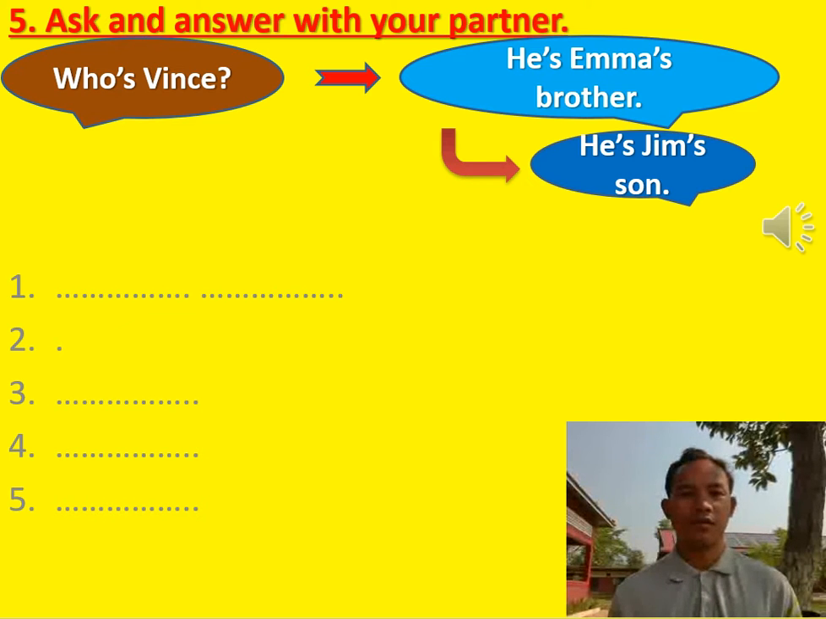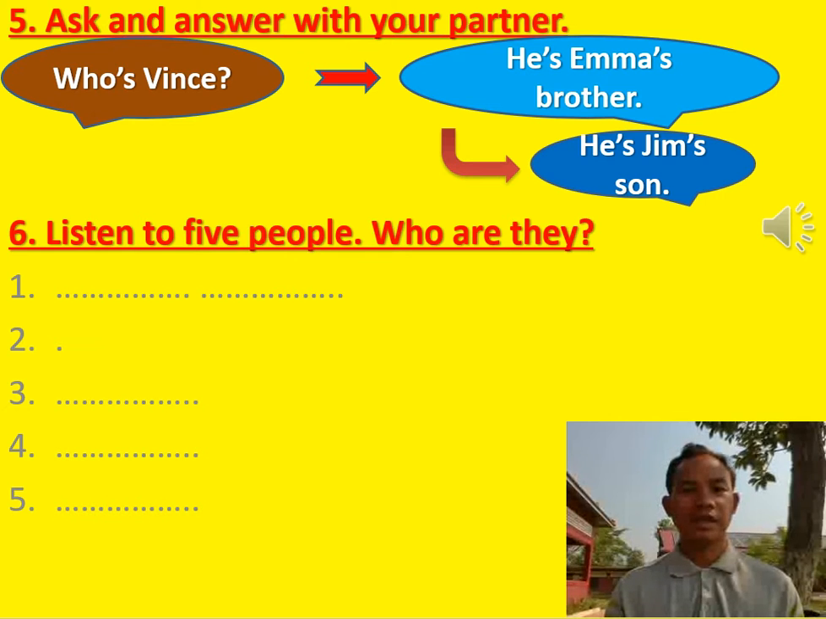All right, so we have the example. Who's Vin? He's Emma's brother. And who's Emma? Emma is Vin's sister. And who's Jim? Jim is Emma's and Vin's father. And who's Annie? Annie is Jim's wife. Okay everyone, let me go to the next one.